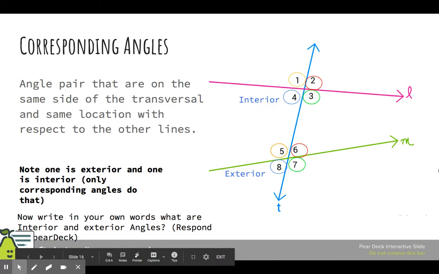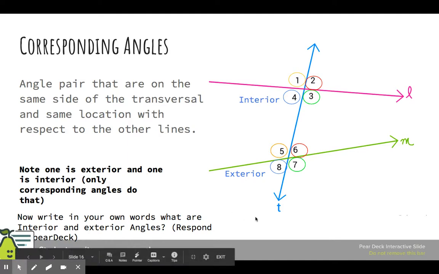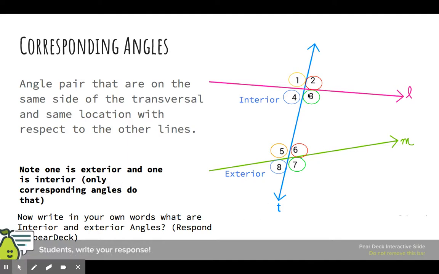So what are corresponding angles? Angle pairs that are on the same side of the transversal and same location with respect to the other lines. Okay? Note, one is exterior and one is interior. Only corresponding angles do that. Okay? So let's look at the definition again and the picture and see the connection.